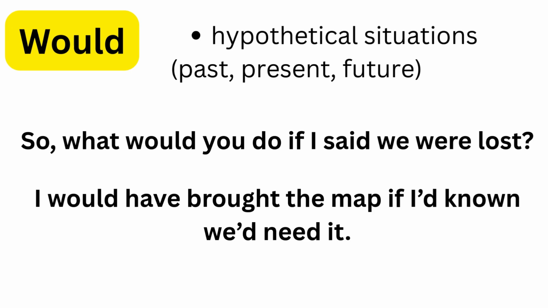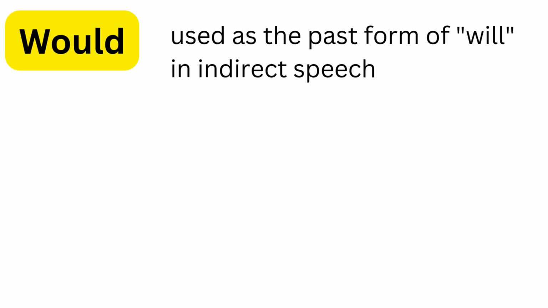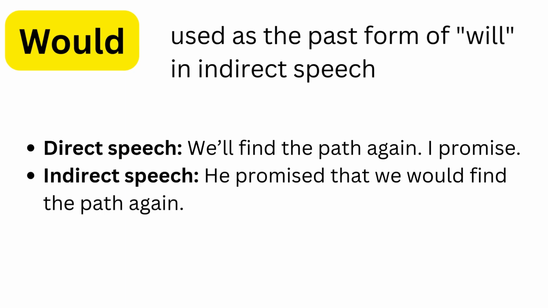And finally, would is used as the past form of will in indirect speech. Let's compare. Direct speech, we'll find the path again, I promise. Indirect speech, he promised that we would find the path again. So when we report what someone said, will often becomes would.